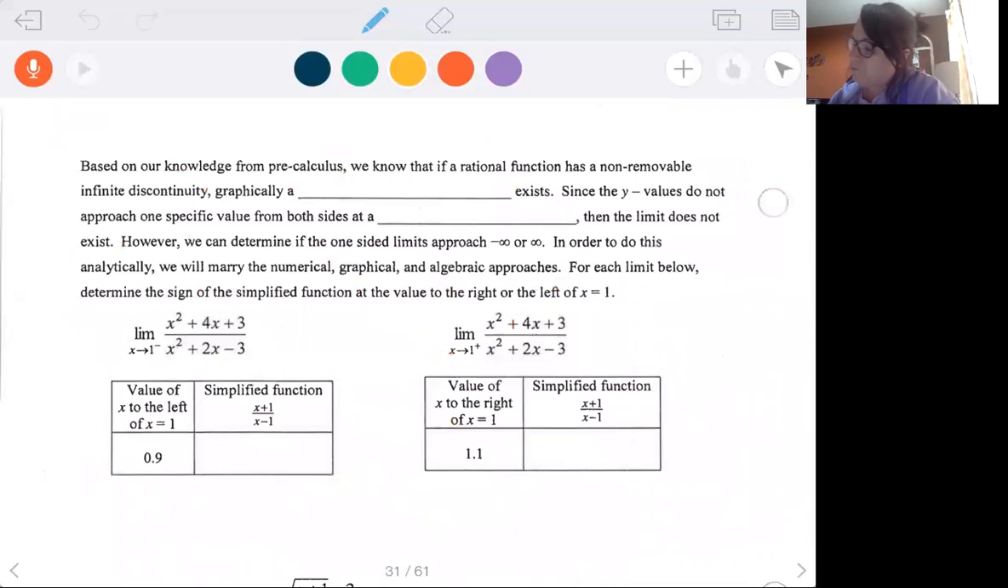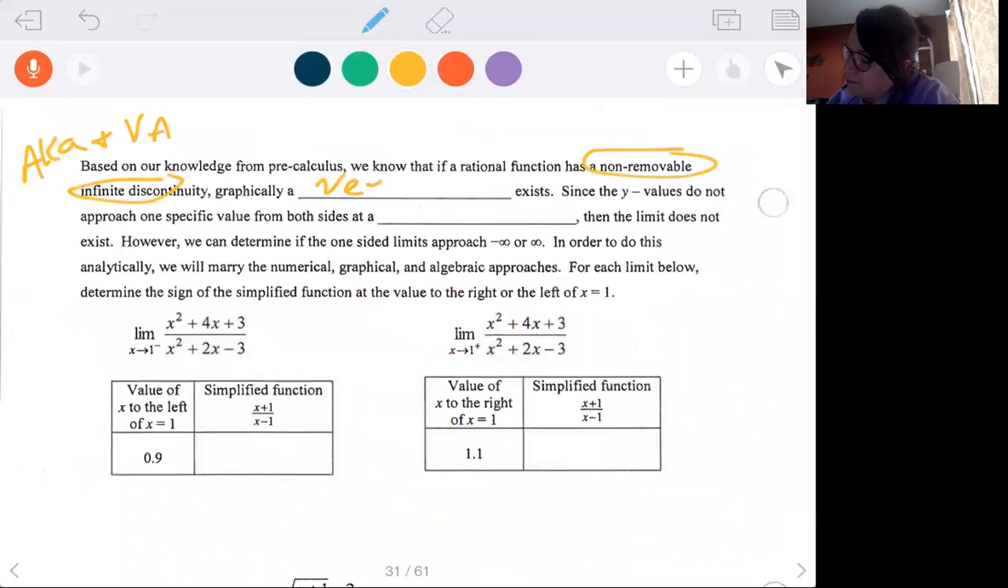Based on our knowledge from pre-calculus, we know that if a rational function has a non-removable infinite discontinuity, aka a vertical asymptote. So graphically, a vertical asymptote, you can write that out, exists.